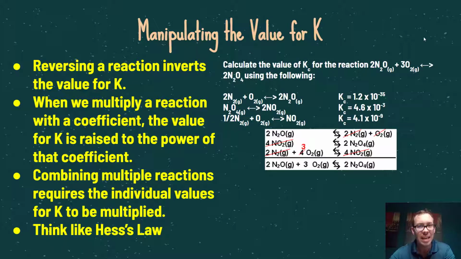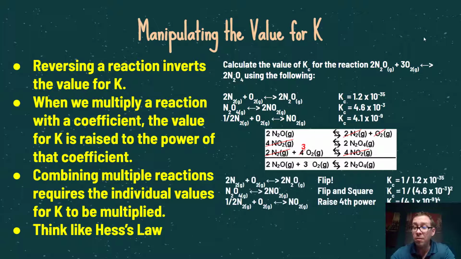Okay, so again, think just like Hess's law. We can manipulate the value for K by utilizing the rules that we just discussed on the left-hand side. So the very next step is thinking about what we have to do for the value for K. In this instance, we flip the first one. So instead of 1.2 times 10 to the negative 35th, we're going to do 1 over 1.2 times 10 to the negative 35th. For the second one, we flipped it and squared it.